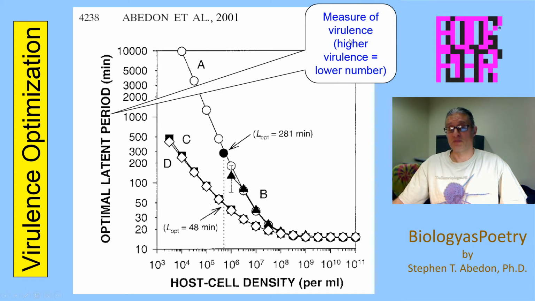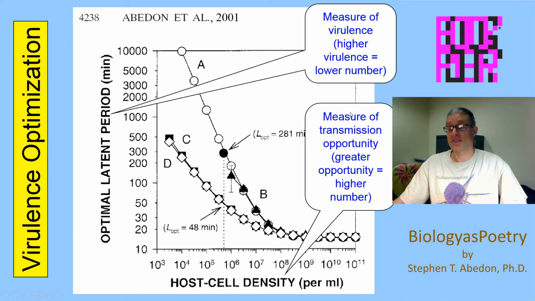So this is a measure of virulence. The higher the virulence, the lower the number. And the host cell density is a measure of transmission opportunity. The greater opportunity corresponds with the higher number.